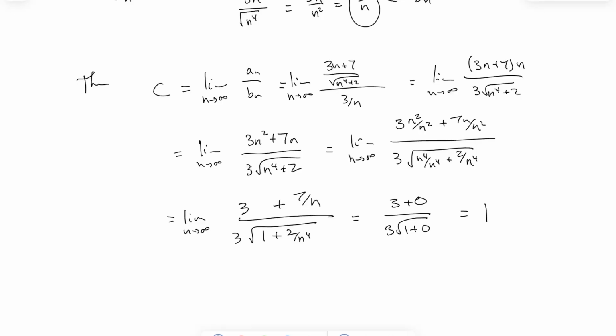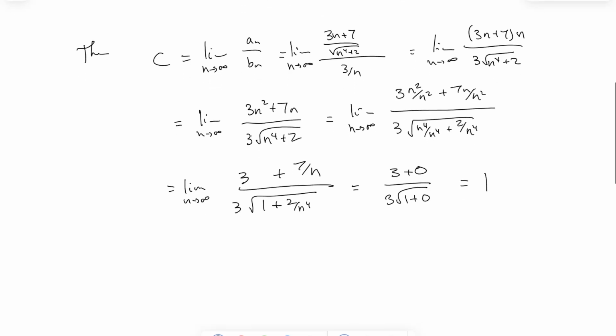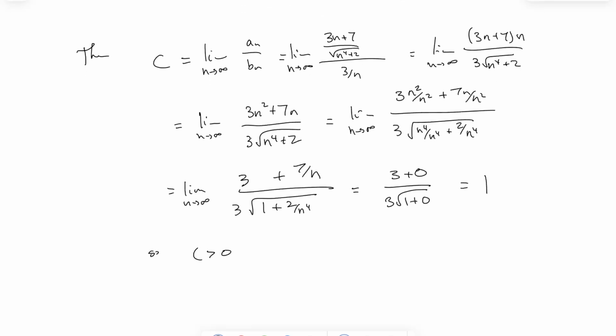This being a constant greater than 0, so c is greater than 0, so that means the series of an has the same convergence as the series of the bn. All right? This is the conclusion of the limit comparison. What is it, though? Does it converge or not?